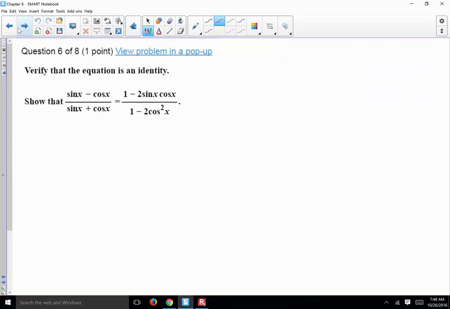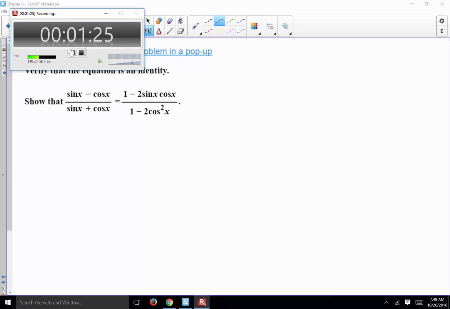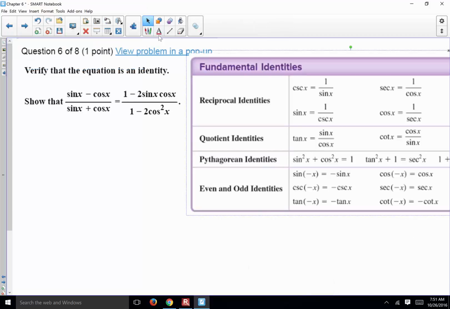We're going to take a look at number 6. Pick a side and work. I'll give you 2 minutes to think about this one. Which side did you pick? Which side would you want to work on? Left or right?